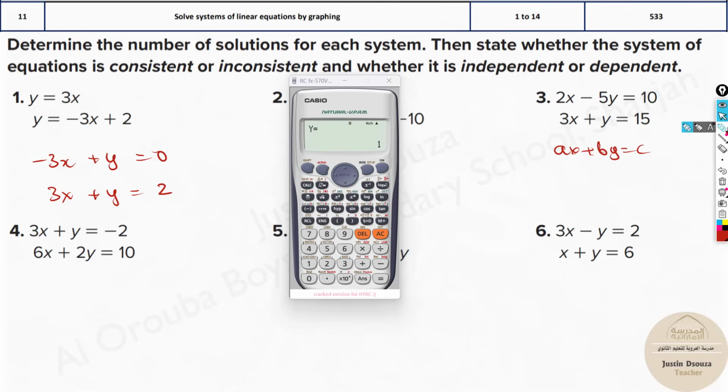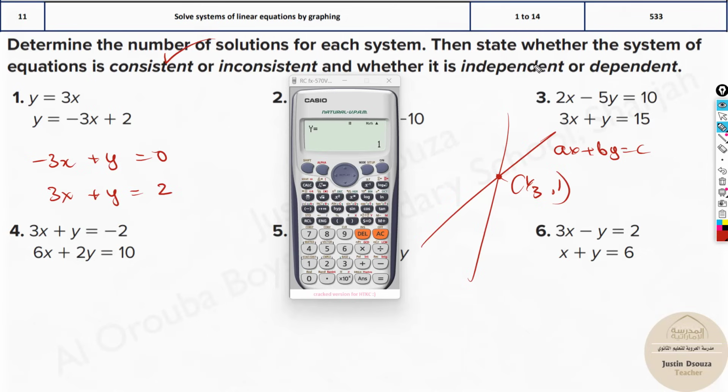That means if you graph these two equations, they will meet at a certain point. That was at 1/3, 1. So they are meeting at a point. This means there is a solution. So it is consistent. Whenever you get a solution over here, it is consistent.